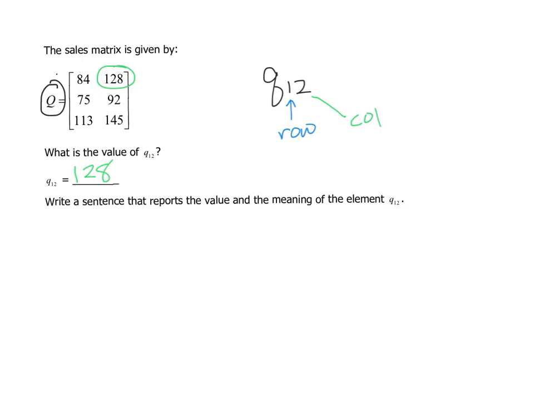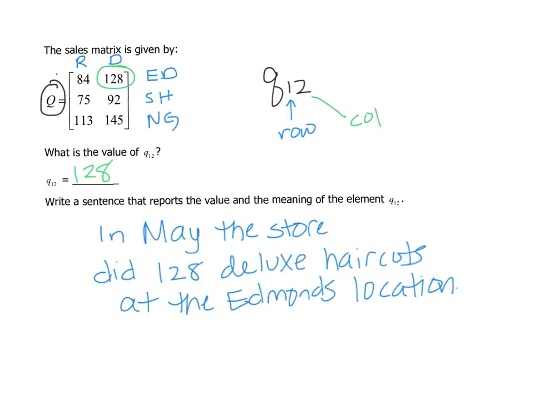And then it says write a sentence that reports the meaning of this. So remember, we had regular haircuts and deluxe haircuts. So that's a deluxe haircut. And we had 3 locations. We had Edmonds, Shoreline, and Northgate. And so this is the Edmonds location. This tells us in May, the store did 128 deluxe haircuts at the Edmonds location.